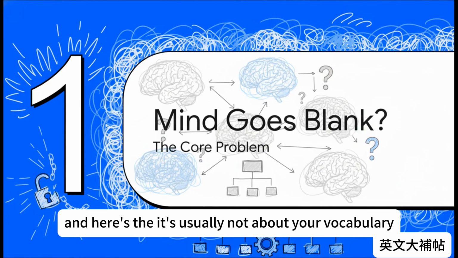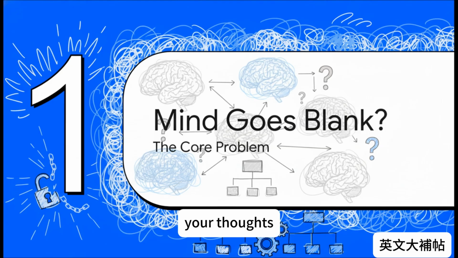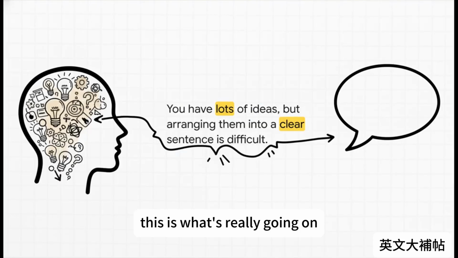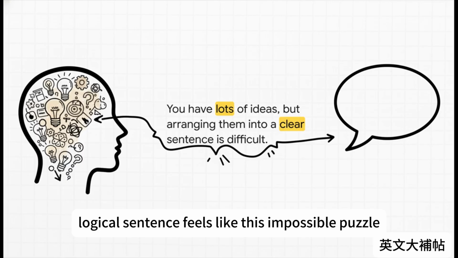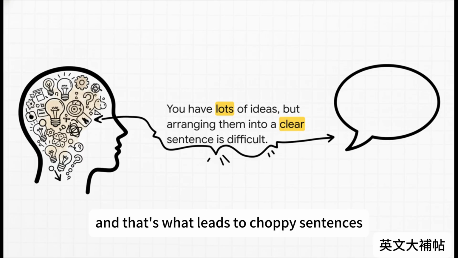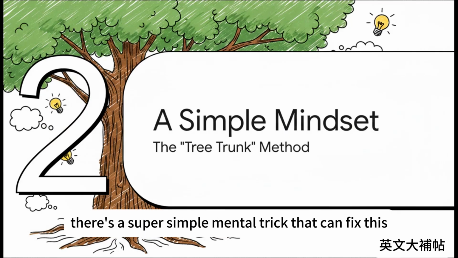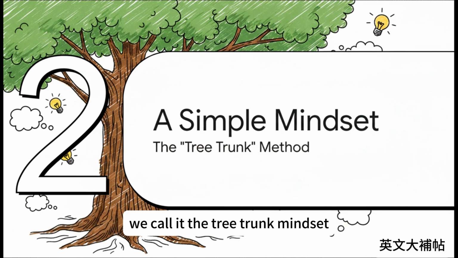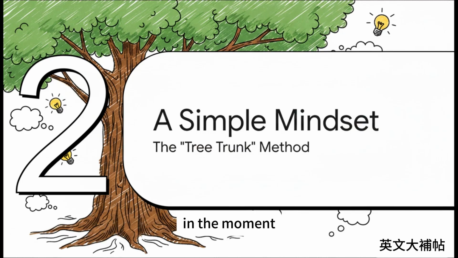And here's the thing, it's usually not about your vocabulary, it's about not having a system to organize your thoughts when you're on the spot. This is what's really going on. You've got all the pieces, the ideas, the details, the feelings, but trying to assemble them into one clear, logical sentence feels like this impossible puzzle. And that's what leads to choppy sentences or just feeling totally stuck. But what if I told you there's a super simple mental trick that can fix this, like, right away? We call it the tree trunk mindset. And trust me, it's an amazing way to structure what you want to say in the moment.